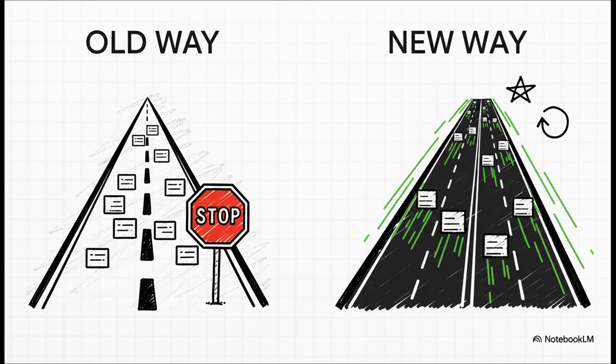The old way, called WSGI, is like a single-lane road. Every request has to wait for the one in front of it to finish. But FastAPI is built on ASGI, which is like a multi-lane superhighway. It can handle tons of requests at once. By using Python's native async and await, it means if one request is stuck waiting for a database or another API, other requests can just zoom right past it. The traffic never stops flowing, and that's the secret to its speed.